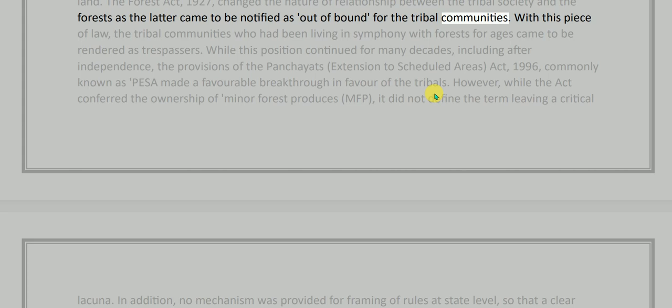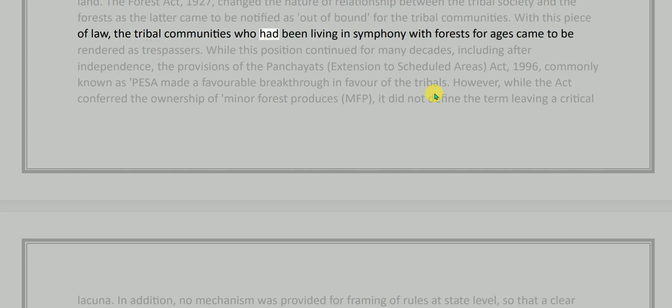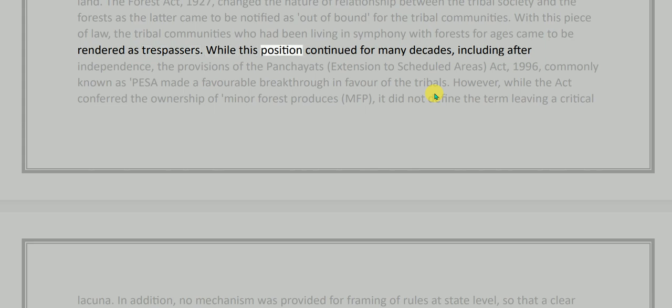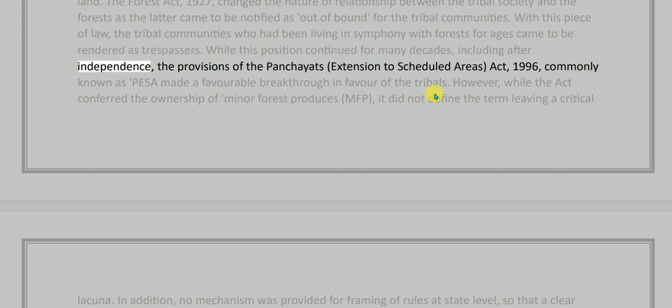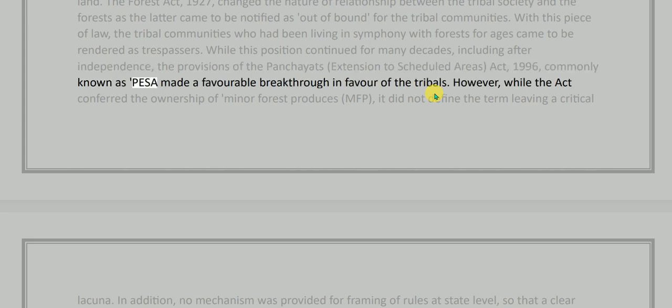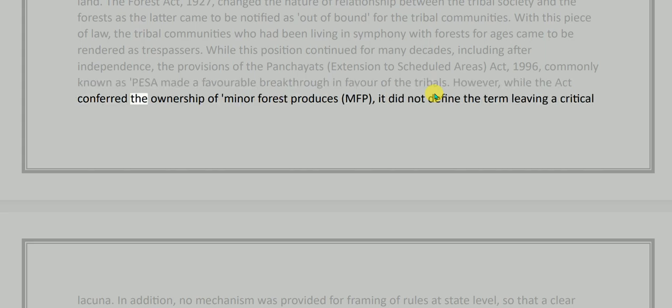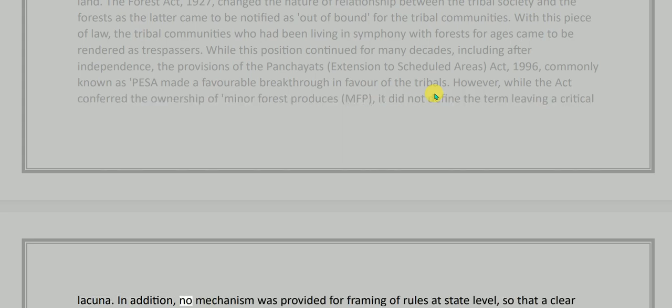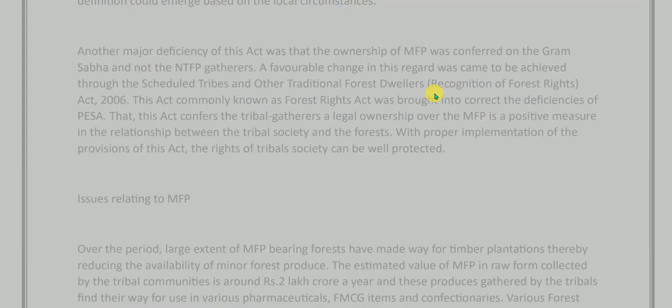With this piece of law, the tribal communities who had been living in symphony with forests for ages came to be rendered as trespassers. While this position continued for many decades, including after independence, the provisions of the Panchayats (Extension to Scheduled Areas) Act, 1996, commonly known as PESA, made a favorable breakthrough in favor of the tribal communities. However, while the Act conferred the ownership of minor forest produce, MFP, it did not define the term, leaving a critical lacuna. In addition, no mechanism was provided for framing of rules at state level, so that a clear definition could emerge based on the local circumstances.